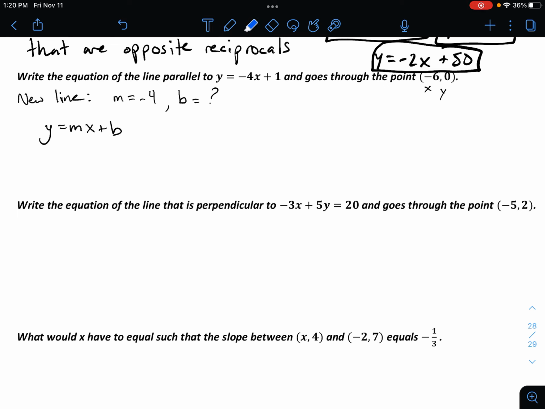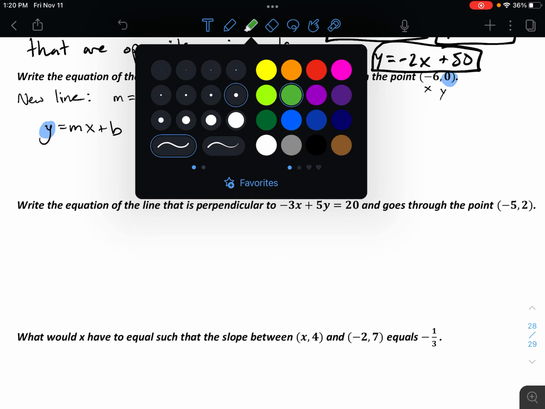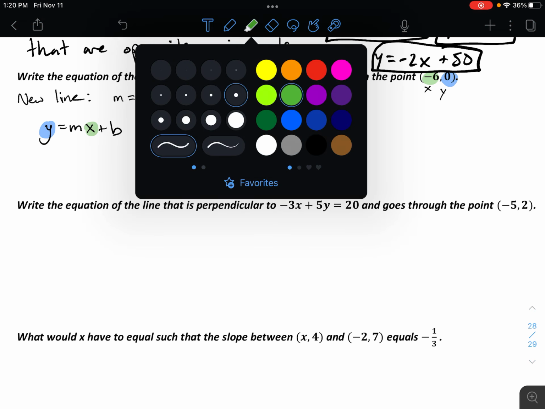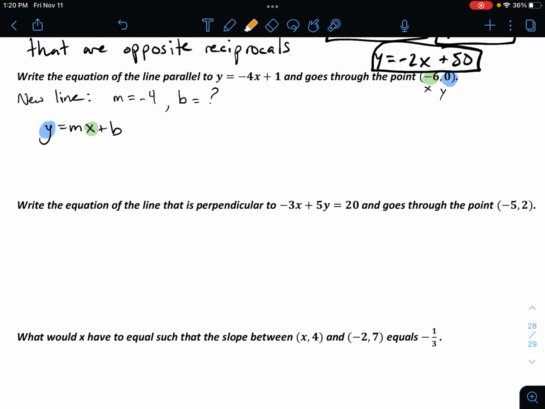I know that we've got a y value, right? Here's my y value of 0. It's going to go in right there. And we've got an x value of -6, which will go in right there. And we've got a slope of -4, which will go in right there. All right, so if we plug in all these values, we've got 0 equals -4 times -6 plus b. This is going to be 0 equals 24 plus b. So then if we just subtract 24 on both sides, we find out that b is -24.